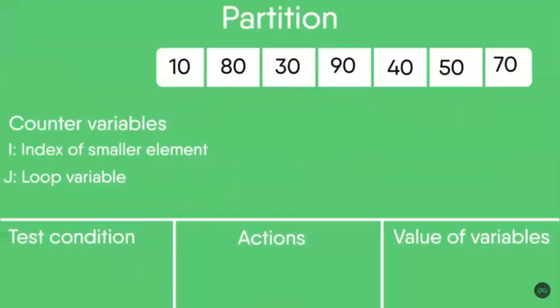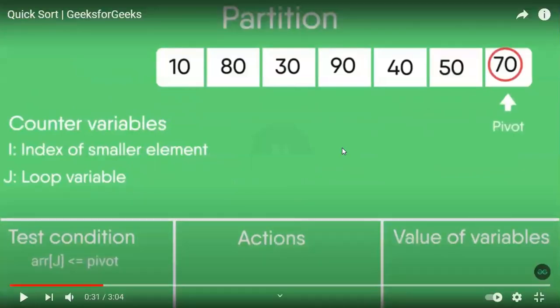Here, partitions. This is a list of elements: 1, 2, 3, 4, 5, 6, 7. Total 7 elements are there. The lower bound value is the starting value 0, and the ending value is n minus 1, 7 minus 1, which is 6. Clear? In this animation, in this example, the last value is the pivot.